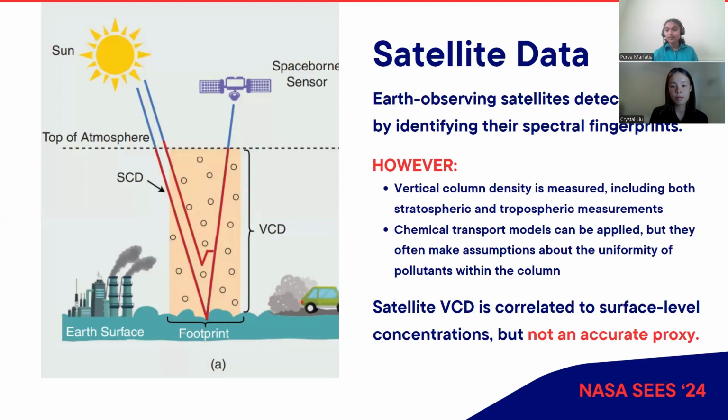On the flip side, you have satellite data, which has near total spatial coverage, but it only measures vertical column density, or VCD. This includes both helpful stratospheric ozone and harmful tropospheric ozone, so while it's certainly helpful, it's definitely not an accurate proxy for ground level ozone.